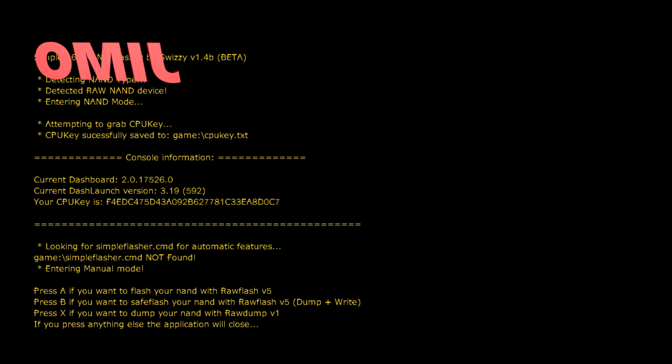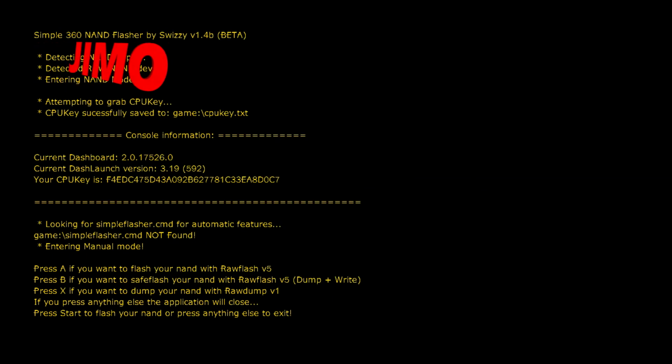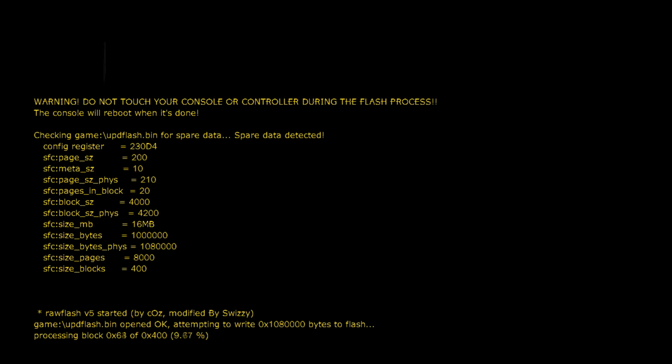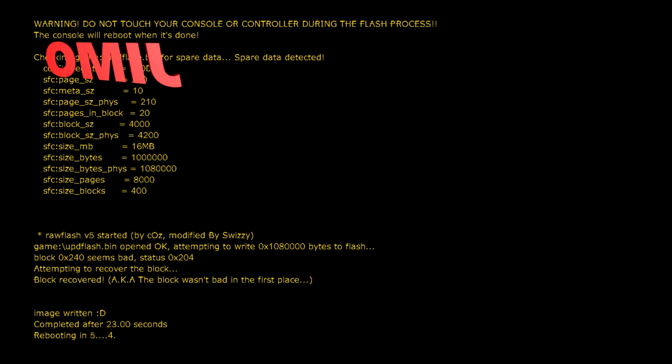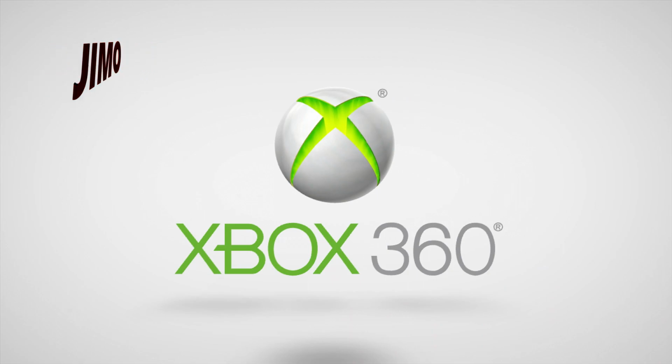Okay, now we are on the console. Now you have to go and press A to save flash. I would do a save flash just in case. If you fuck up, you can redo this all again. But let's go with that. Now press start. Okay, your console will start to reboot. There we go, and your console should turn back on.